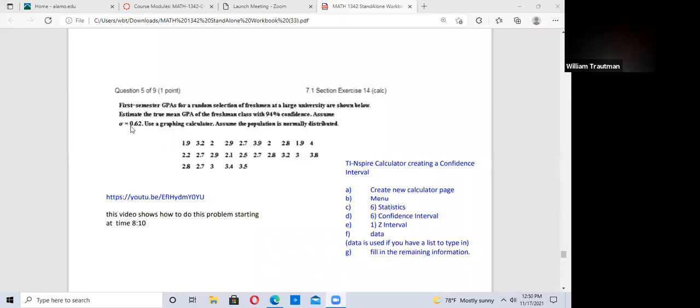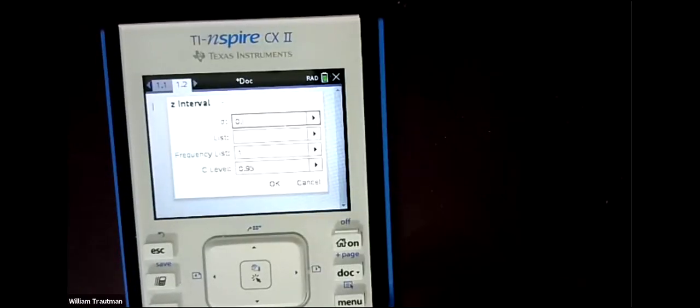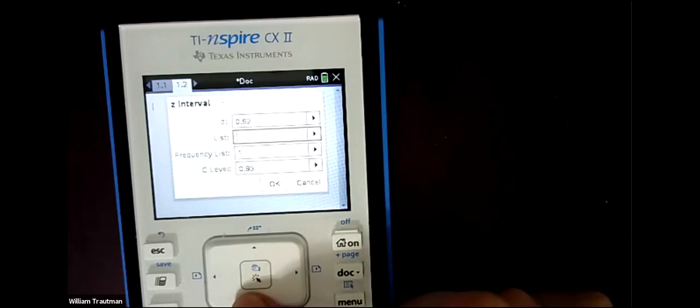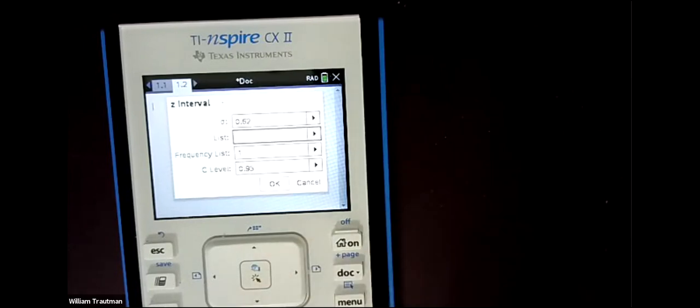And let's see, I can't see this. So I'm coming back. And did it give us, oh, there's our standard. Do you see it gave us a population standard deviation of 0.62 in the problem. So 0.62. So the first one says, what's your standard deviation? 0.62. The second one says, what list are you using?